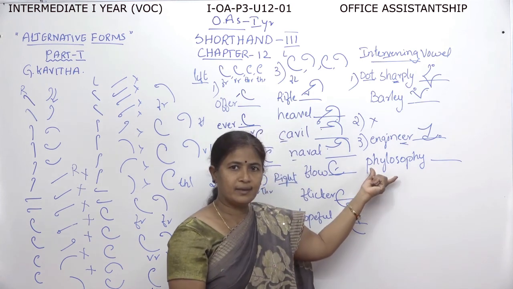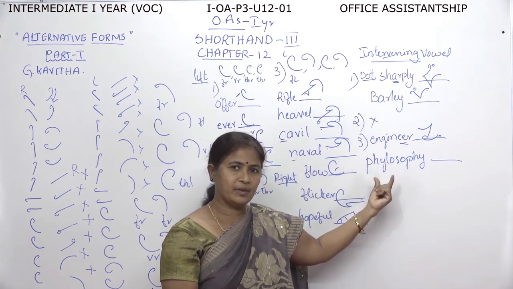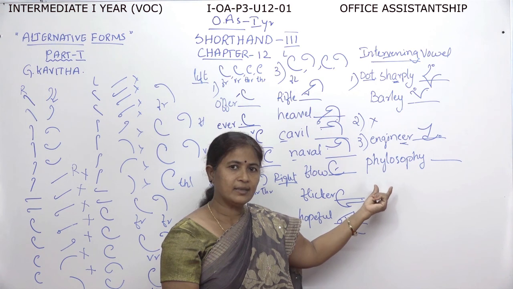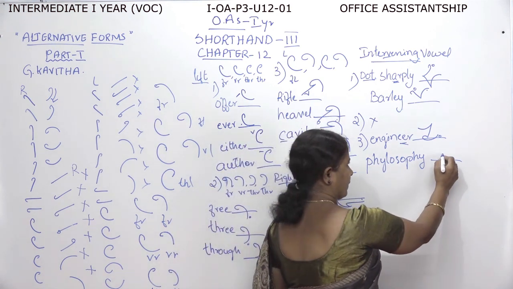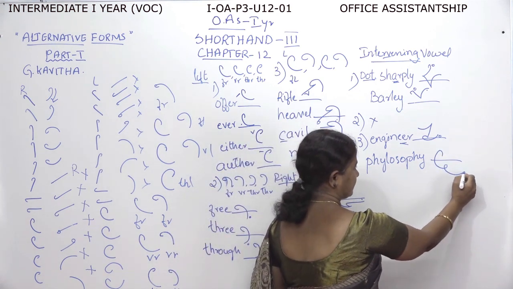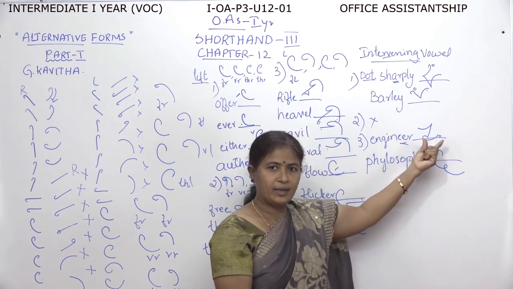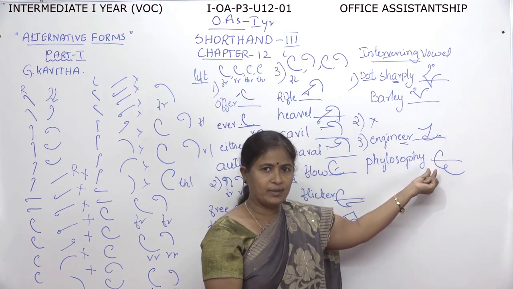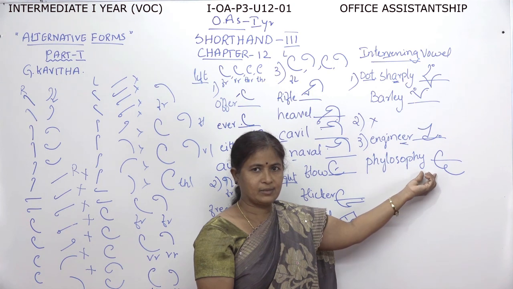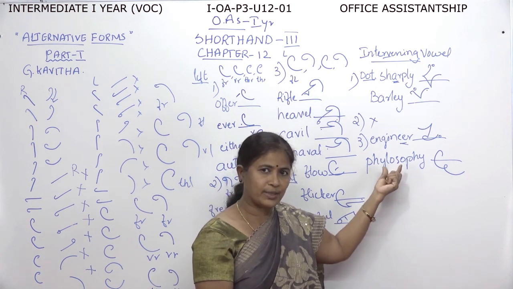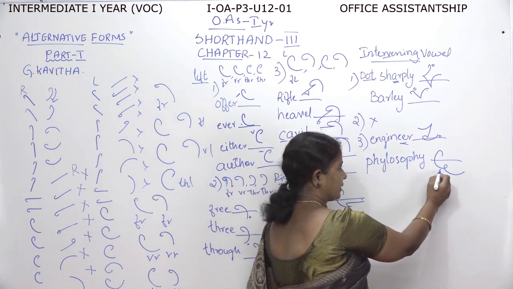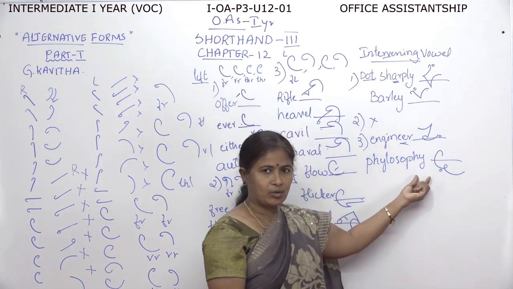Philosophy. Phil. How to write? Philosophy. What are the strokes? Fill, circle and Fee. Philosophy. Now between F and L we have a dot vowel. Where do you place it? We don't have a place like this. If there is a vowel in between a stroke and a hook, we place a small circle here in the third place. Philosophy. Okay.